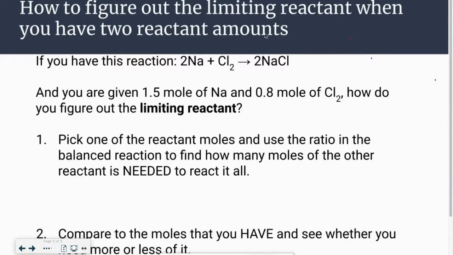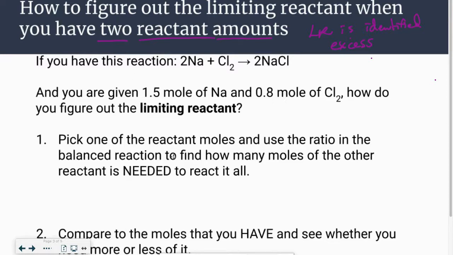This video is about how to figure out the limiting reactant when you have two reactant amounts given to you. So we have problems where the limiting reactant is identified. They tell you that one of the reactants is excess, and so the other reactant has to be the limiting reactant. However, we also have problems where we're given two reactant amounts, and then we have to figure out which of these reactants is the limiting reactant.